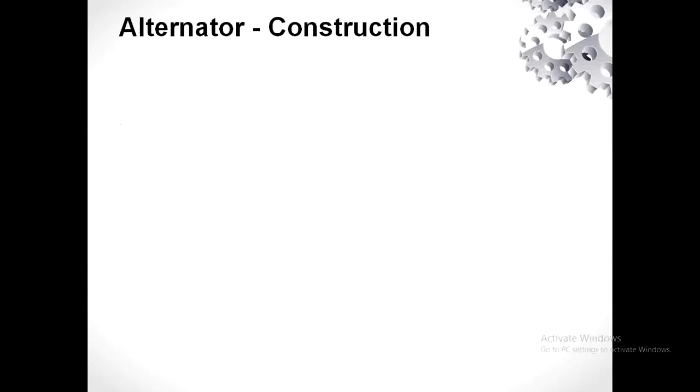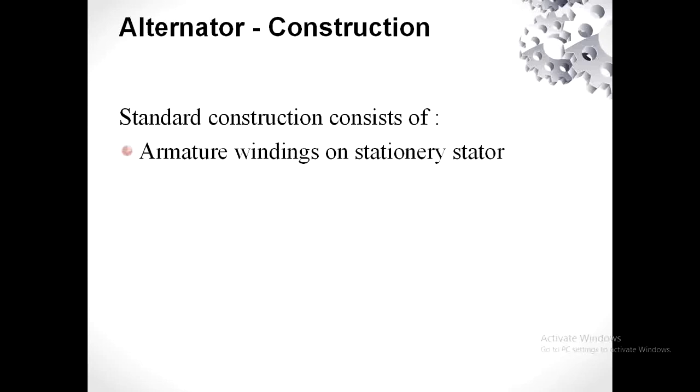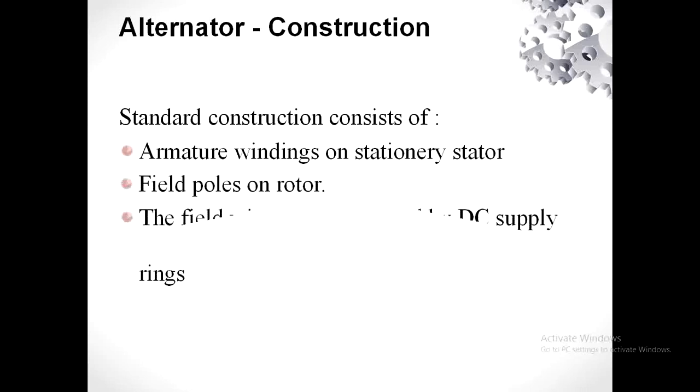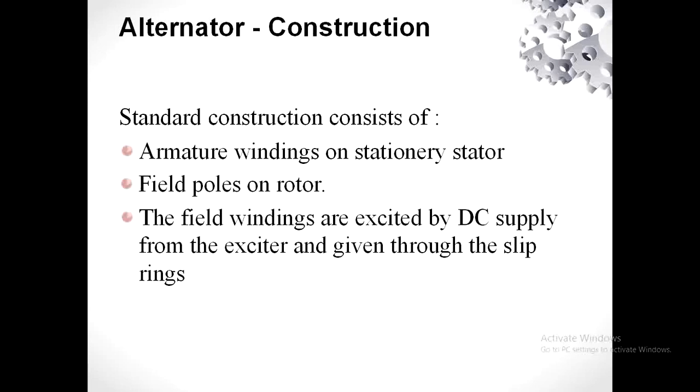Now come to the main thing, that is the construction of the alternator. Here the standard construction of the alternator is given, which consists of armature winding on the stationary part or stator, field poles on the rotor, and the field winding which is excited by the DC supply from the exciter and given through the slip rings. A prime mover is also attached with the alternator, which gives mechanical energy to the rotor of the machine.